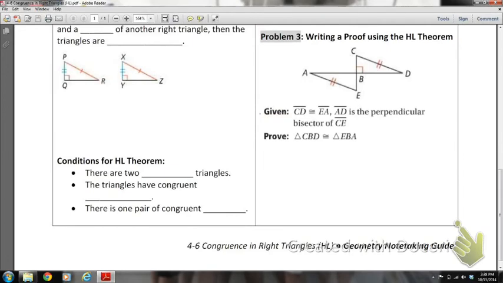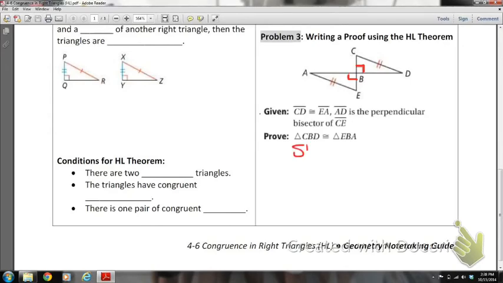In problem 3, we have another proof using hypotenuse leg. So let's look at the diagram and see what information is given to us. We're given that side CD is congruent to side EA, and that's already marked in the diagram. And that segment AD is the perpendicular bisector of segment CE. So if it's a perpendicular bisector, we know that we have right angles in these 2 triangles, and we have right triangles. So we need to try to put the statements together to prove that these 2 triangles are congruent.